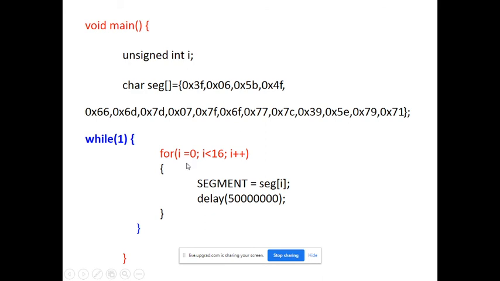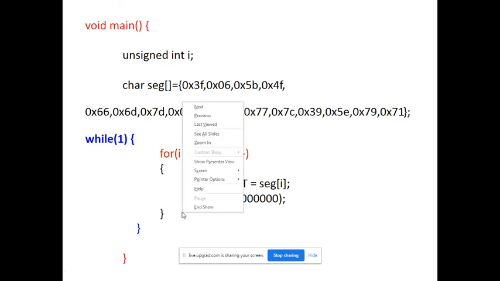Then in the for loop, how many digits are there? 15, that is 0 to F, and that's why every time i gets incremented. Means the first number will display, then the second number, third number, fourth number, up to the last number, the 15th number will display. Every time take the code from this array and pass it to segment, that is nothing but port number 2. Then give the delay to see that number on the screen, and in this fashion this is your code. Okay, I will stop the explanation of theory now.